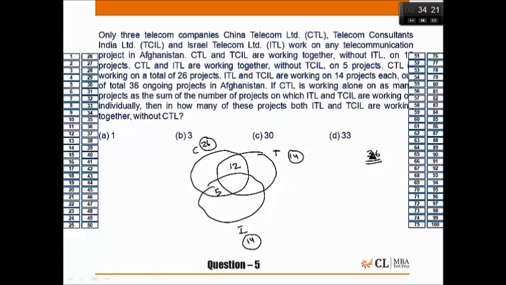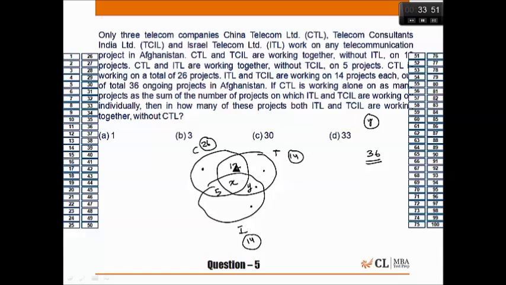If CTL works alone in as many projects as the sum of the projects on which ITL and TCL are working individually, this is equal to this plus this. Then what will be this? How many are working together without CTL? Okay, great. So this is done. Totally 36. Let's put some values. We don't know this, so let's put this X. Let's put this Y, and we have to find Y. Y is what is asked.